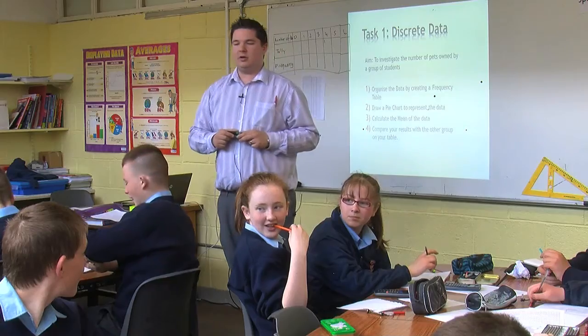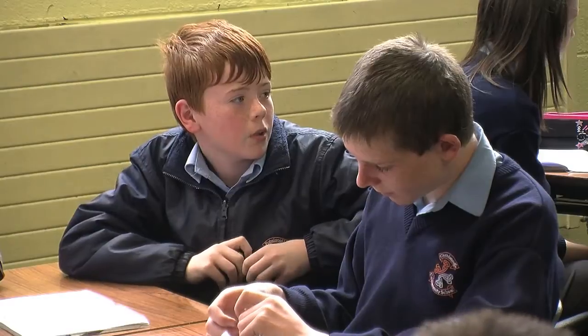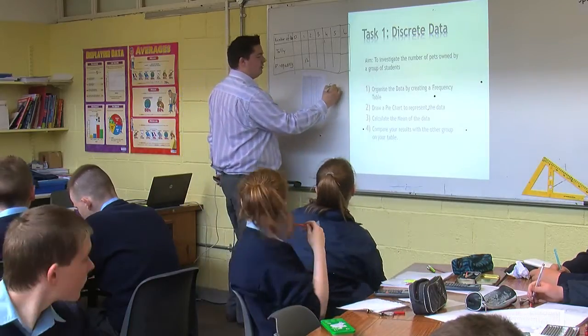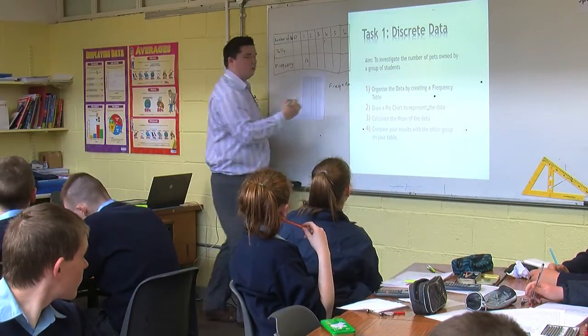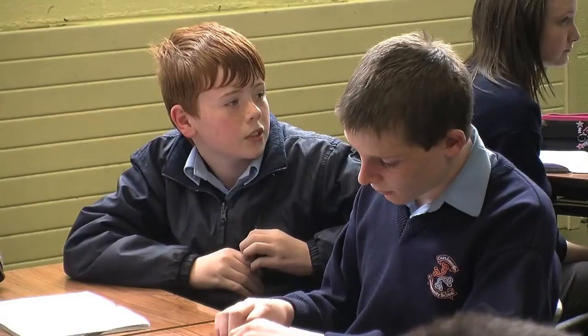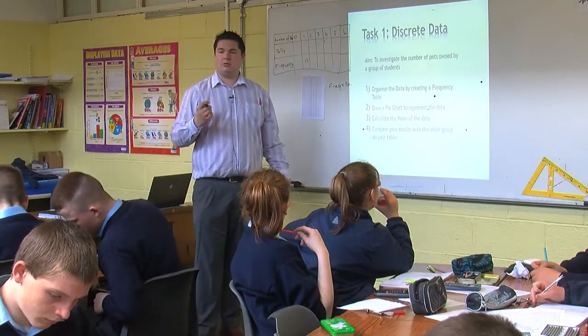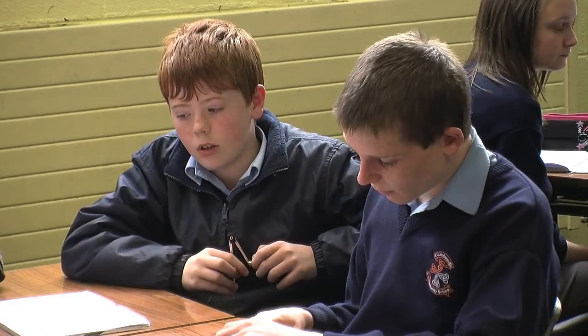Connor, did you just add them all up and divide them by 50? We multiplied the frequency by the number. So you did the frequency by the number of pets, was it? Yeah. And why would you do that? Because that tells you how many pets there were. Right, and is that just quicker? What's the other way you could have done it? Just add them all up.